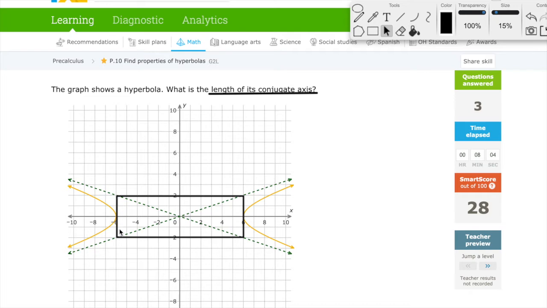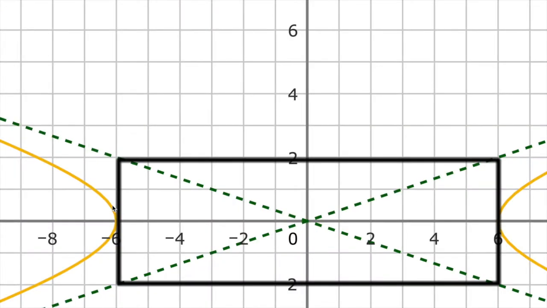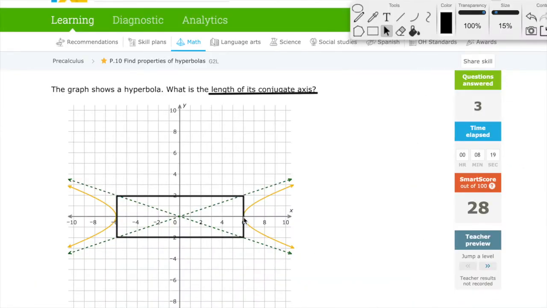The line of this rectangle right here is tangent to this vertex, meaning they basically just touch one time and it keeps on going, and same thing over here. You notice if I put a line from one side of this rectangle to the other, that would give me the transverse axis, so from one vertex to the other.